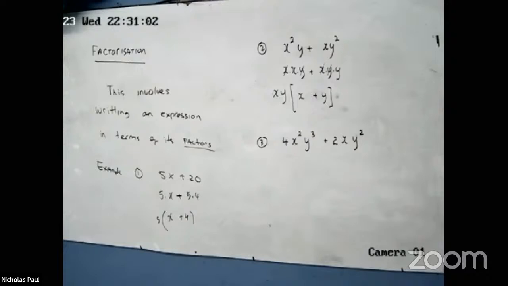Right now, take out what they have in common, but break up the 4. Break up the 4 into 2 by 2. And then take out what they have in common.